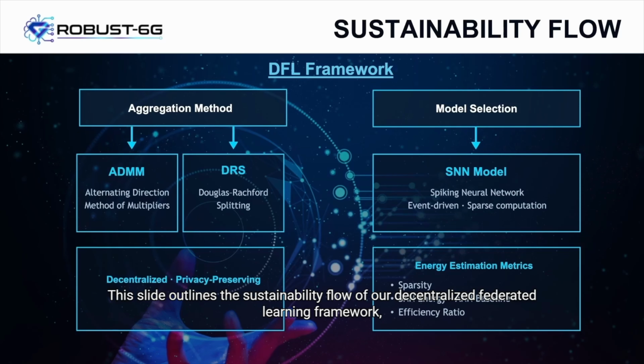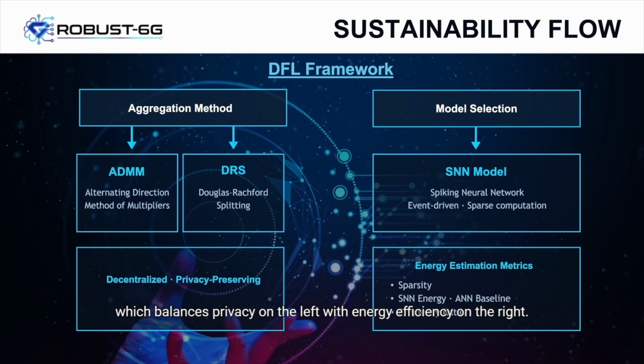This slide outlines the sustainability flow of our decentralized federated learning framework, which balances privacy on the left with energy efficiency on the right. First, looking at the aggregation method, because there is no central server, we use mathematically grounded consensus algorithms, specifically ADMM and DRS. These allow edge nodes to securely collaborate with one-hop neighbors, ensuring the entire network remains decentralized and privacy-preserving.